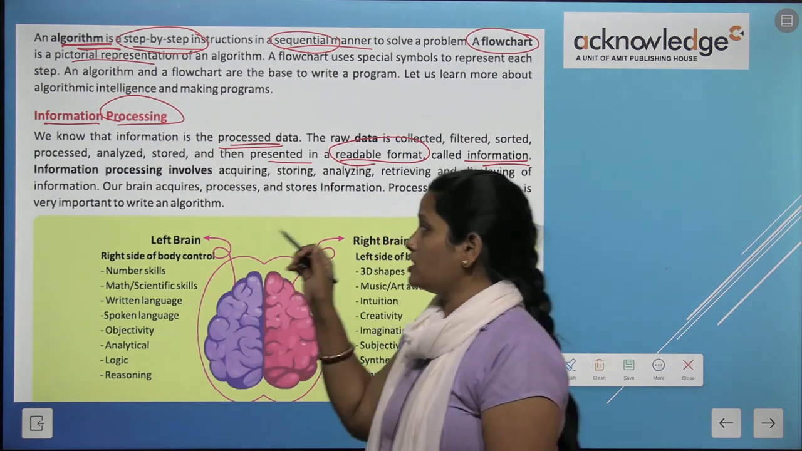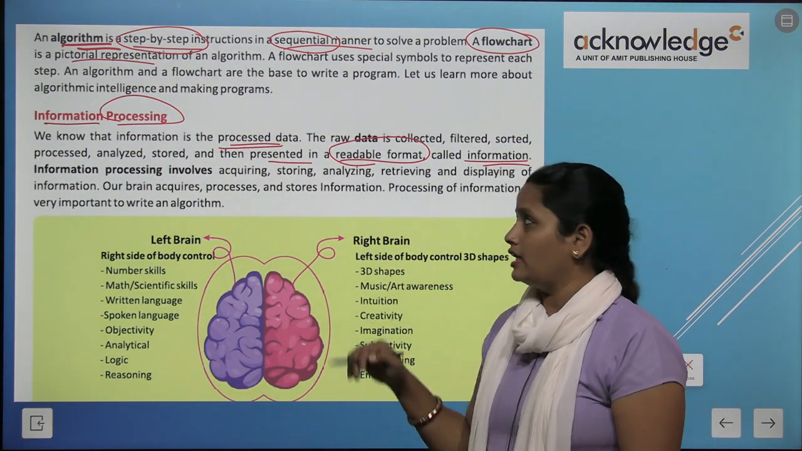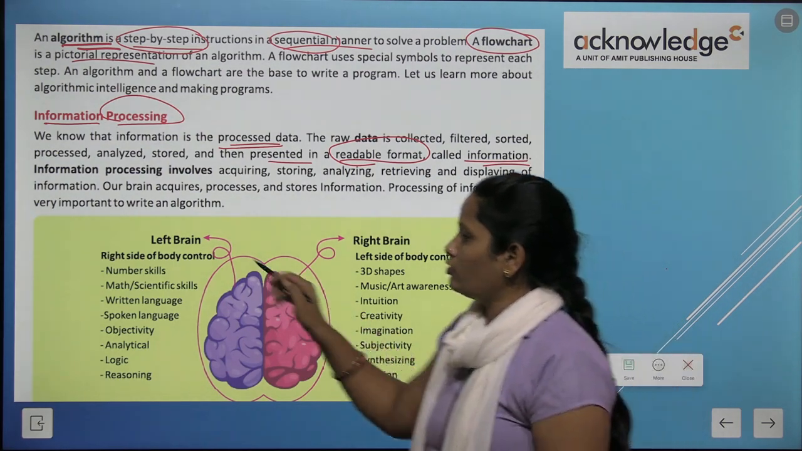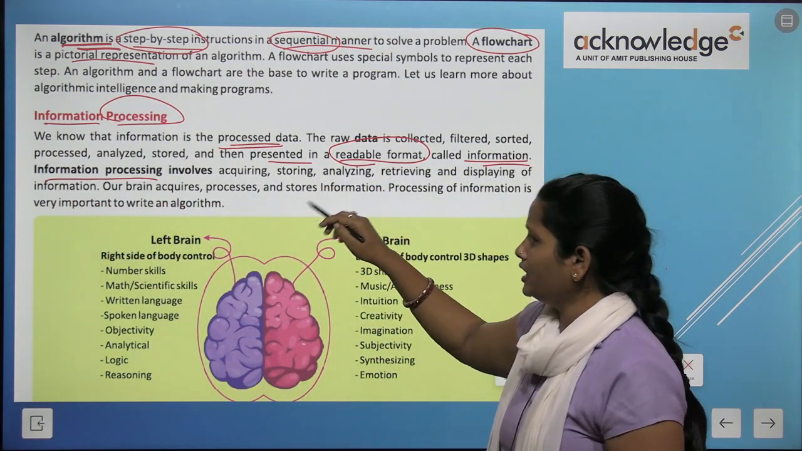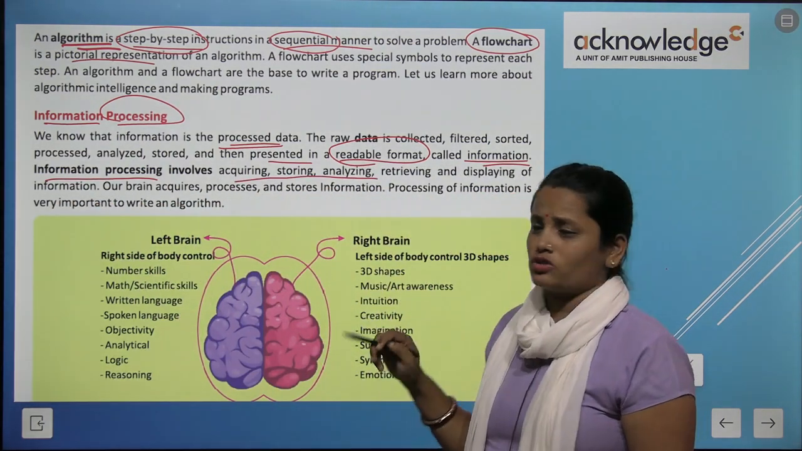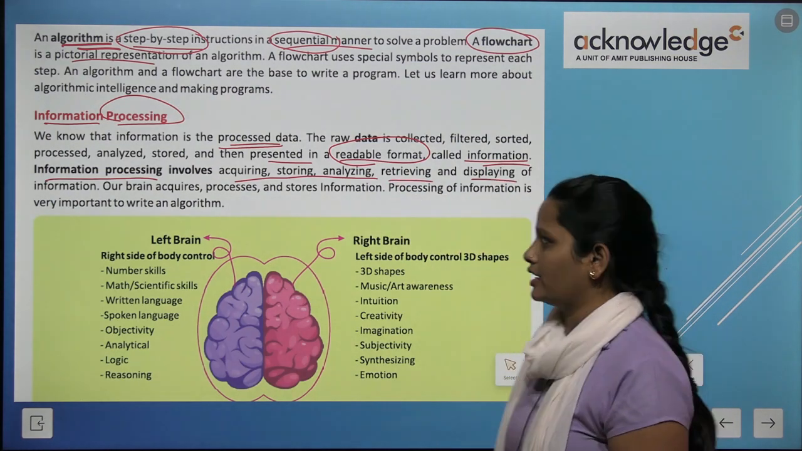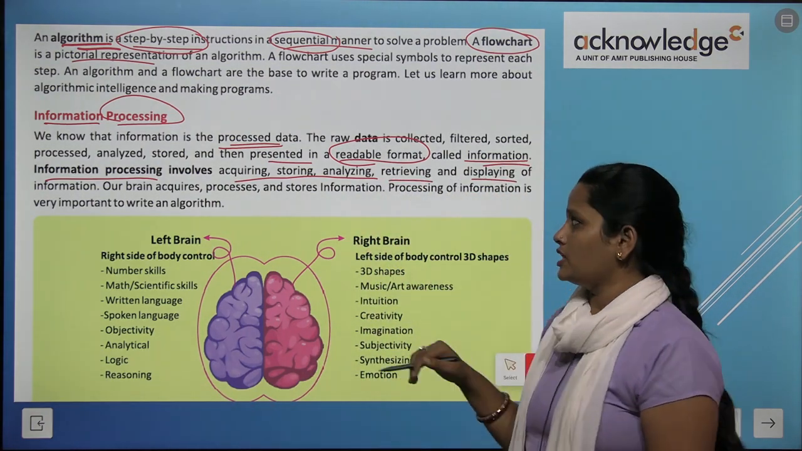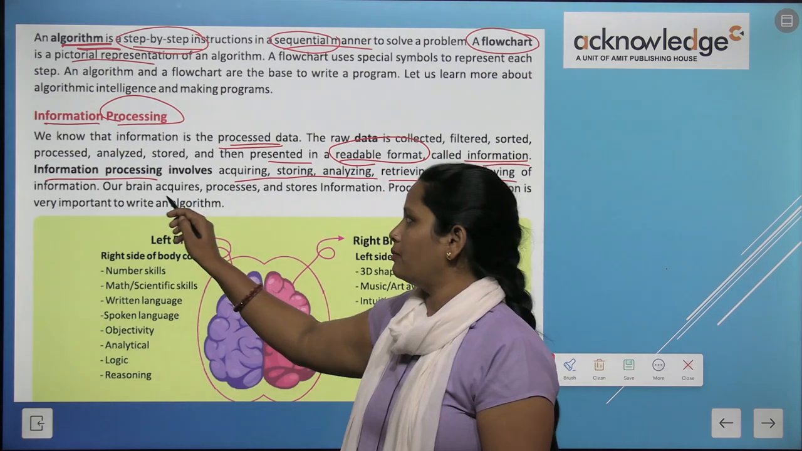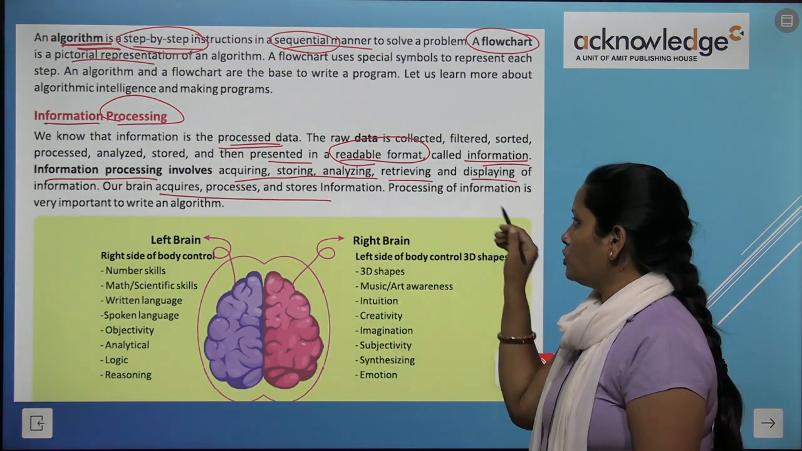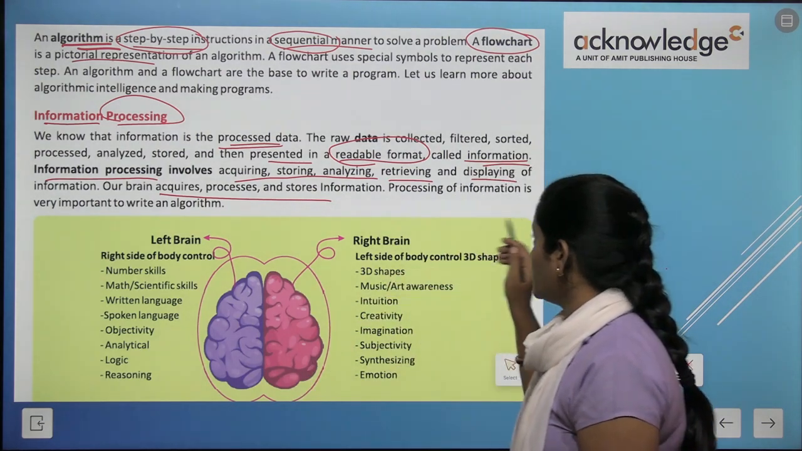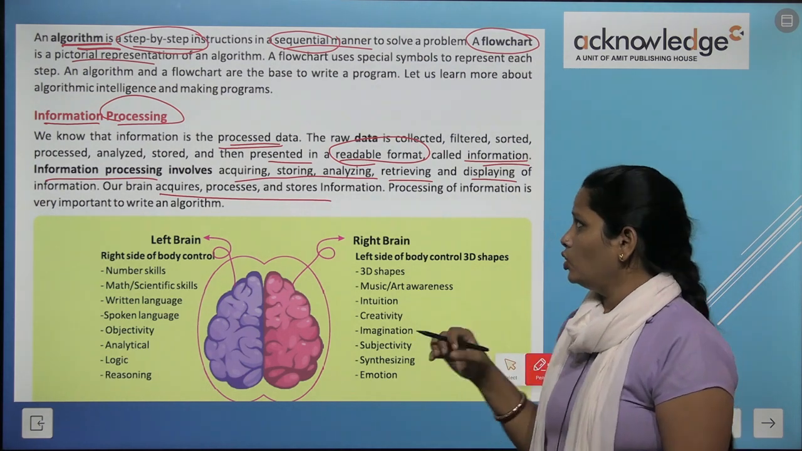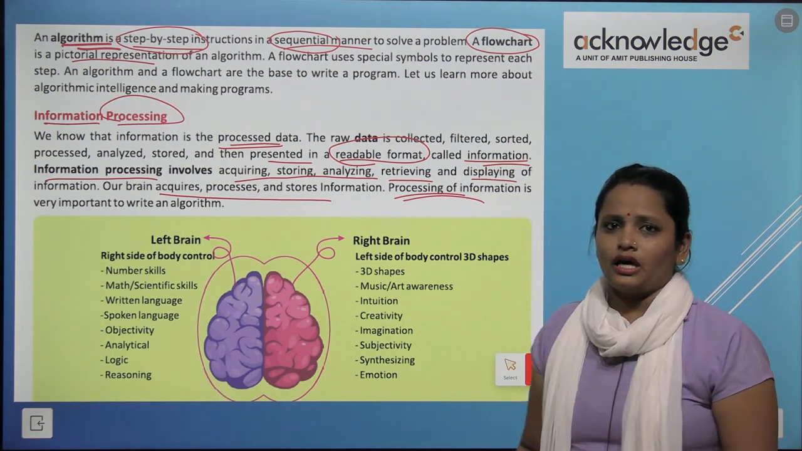Next, information processing involves acquiring, storing, analyzing, retrieving and displaying of information. So what is information processing? Acquiring the data, storing it, analyzing it, then retrieving and displaying it. This is information processing. Our brain acquires, processes and stores information. Just like our brain does, our brain also does all these processes. Processing of information is very important to write an algorithm. So whenever we have to write an algorithm, we should know the process of information.